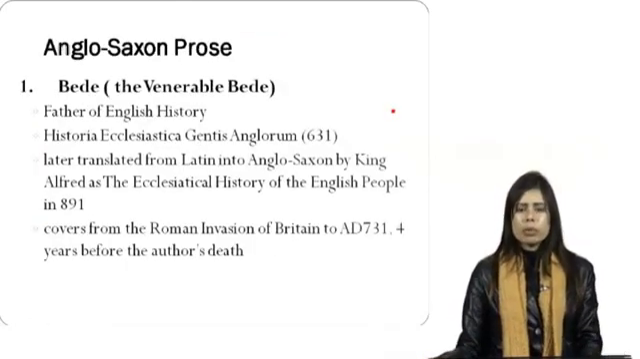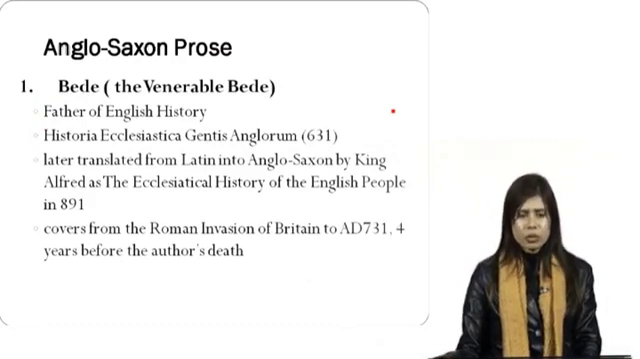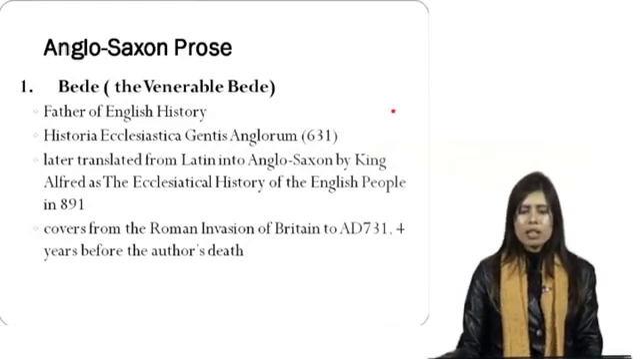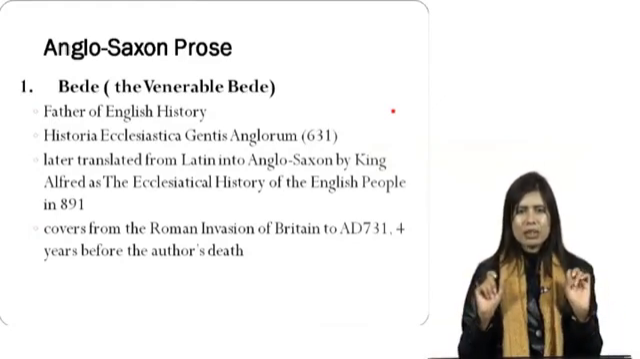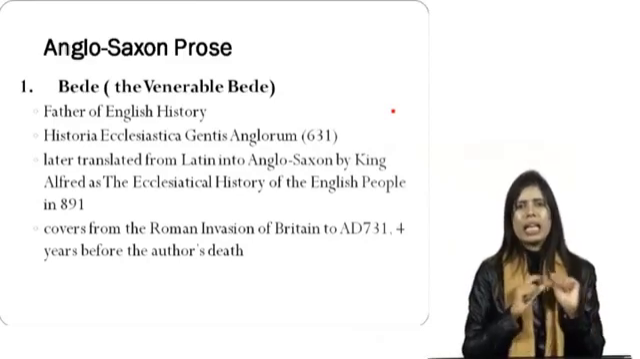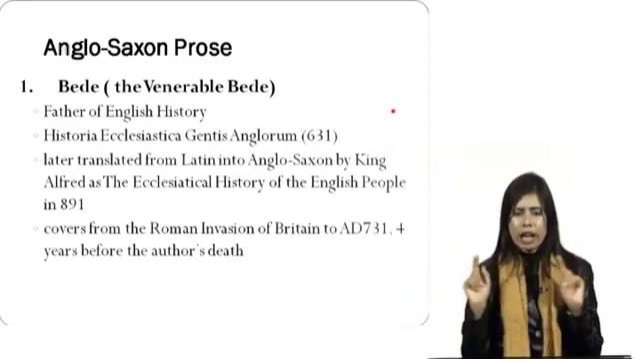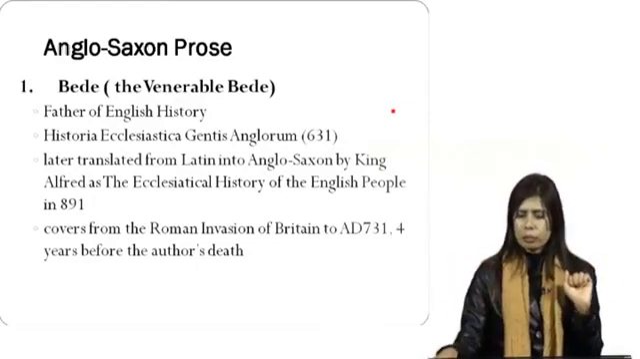There is another prose writer. The name of the writer is Bede, and he is the father of English history as well. He wrote Historia Ecclesiastica Gentis Anglorum. Basically that is in Latin, and he was, you can say, a Roman writer as well. He wrote this book in 631. Later on it was translated by King Alfred, and you have to keep in mind that he was an Anglo-Saxon king.